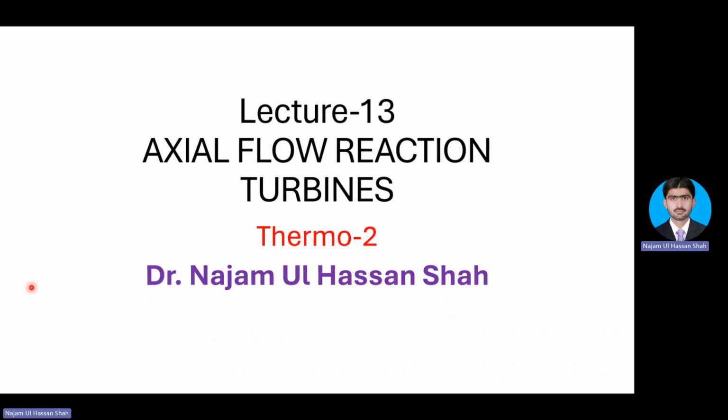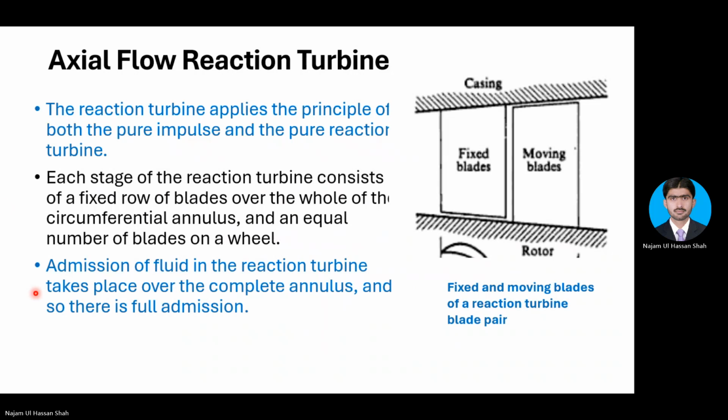Bismillahirrahmanirrahim. This is lecture number 13 of Thermo 2, Axial Flow Reaction Turbines. The reaction turbine applies the principle of both pure impulse and pure reaction turbine. Each stage of the reaction turbine consists of a fixed row of blades over the whole of the circumferential annulus and an equal number of blades on a wheel.